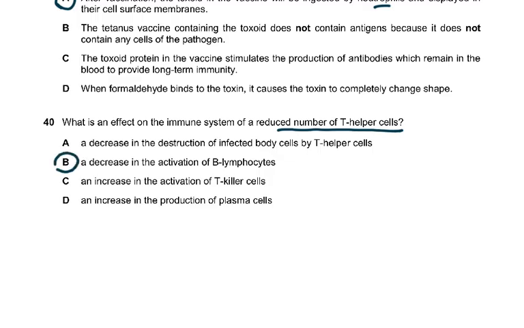Why? Because a decrease in the activation of B lymphocytes. Because you see, the T helper cells release the chemical cytokines. And cytokines result in the activation of B lymphocytes and activation of the killer T cells. So that is the main focus. It's the main pivot on which the entire immune system works. So that's why the answer to 40 is B. Because if there are fewer T helper cells, it means less cytokines, which means less stimulation of the B lymphocytes.